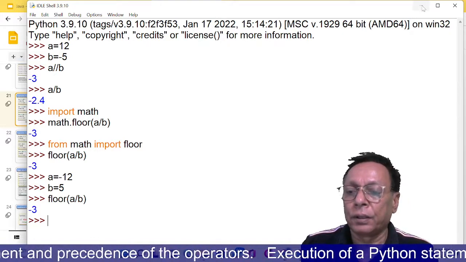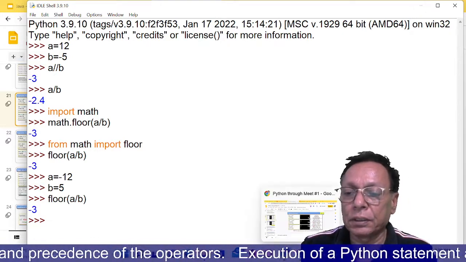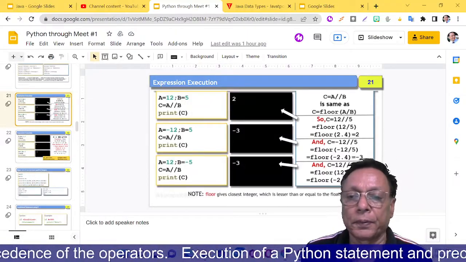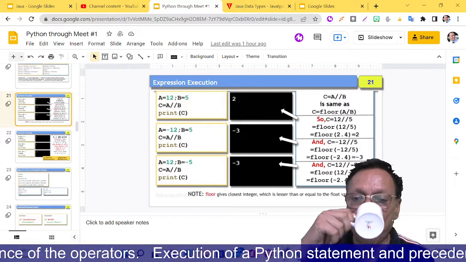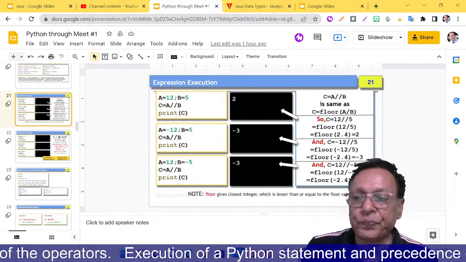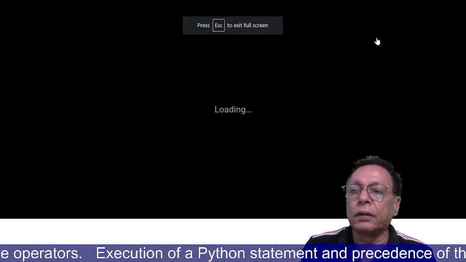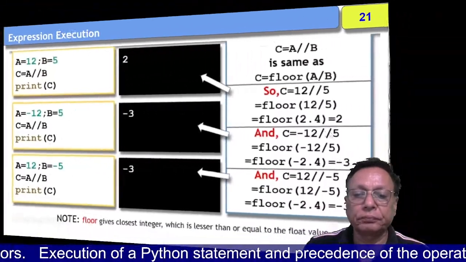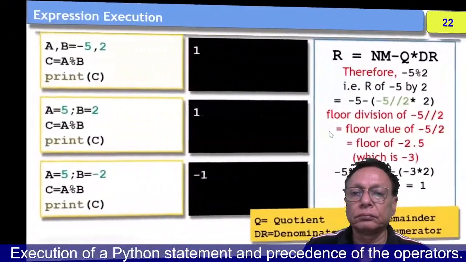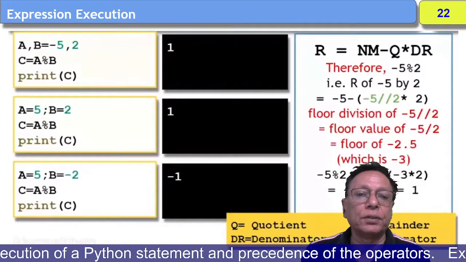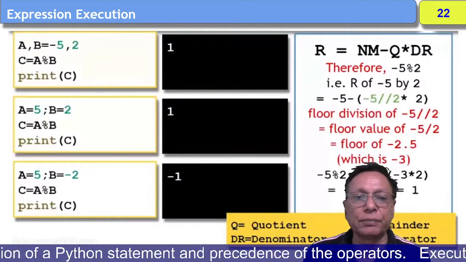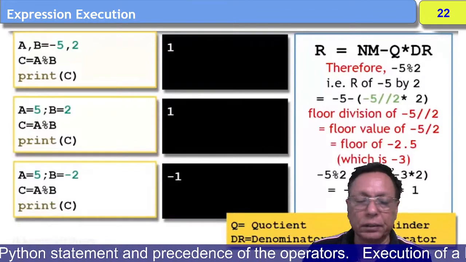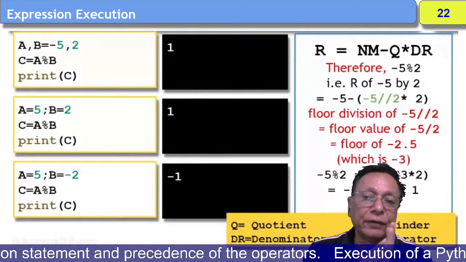Okay, so back to the presentation. Next I am going to evaluate modulo. Over here, I have taken two integers, one is negative and the other is positive. So if you are using modulo right now, then what should it give?